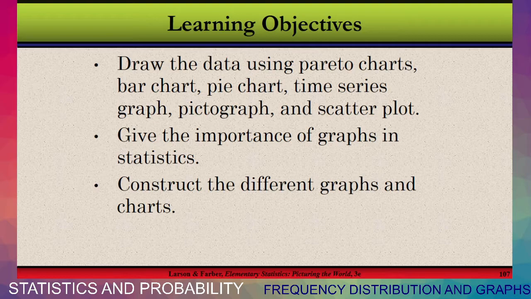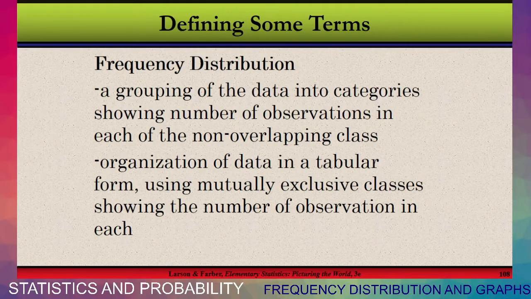So, next. Defining some terms. Frequency distribution is the grouping of data into categories showing the number of observations in each of the non-overlapping classes. So, it is the organization of data in a tabular form using mutually exclusive classes showing the number of observations.